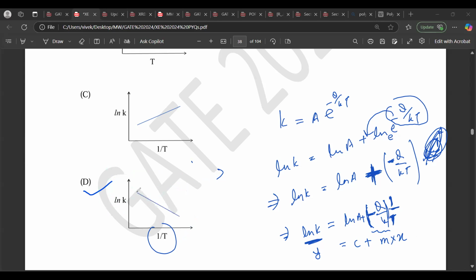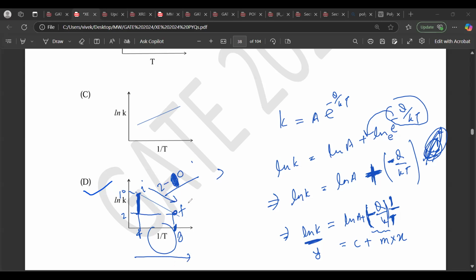What do you want to know? Let's say this is 10, this is 2, this is 4, this is 8. What is my slope? Perpendicular by base. Perpendicular is final minus initial point, right? The final point is this and the initial point is this. So the final value is 2 minus the initial value 10, divided by the final value 8 minus the initial value 4. I'm moving towards this way, so it's the same thing.